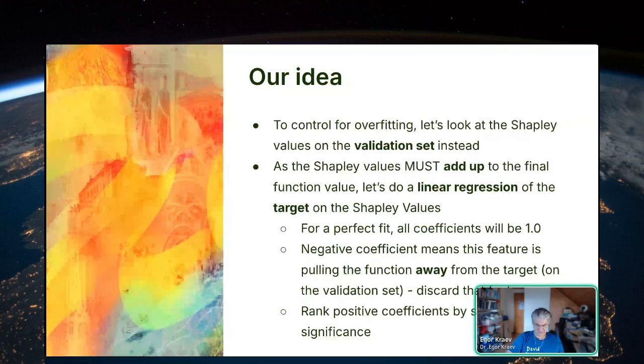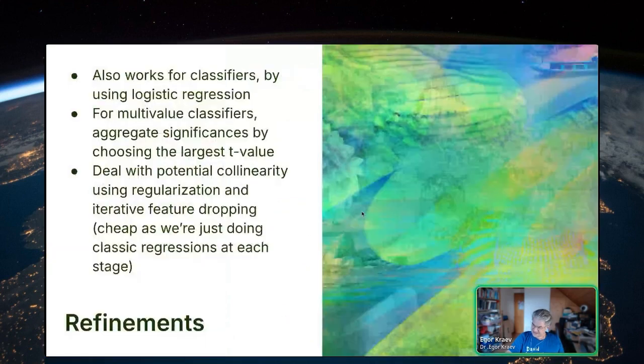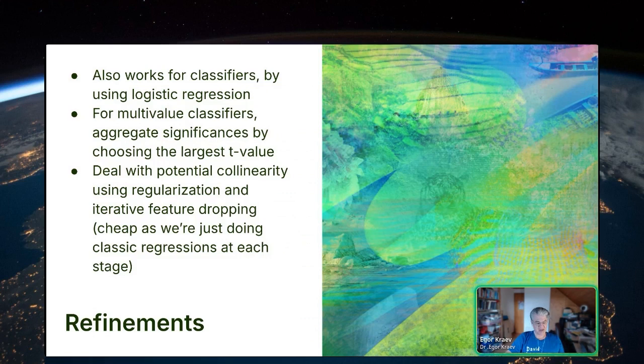So then we discard that feature. And positive coefficients we can rank by their statistical significance. This is the beauty of it: we have extended the classical statistical significance apparatus to the space of nonlinear models, in fact, to the space of any model for which you can cheaply compute Shapley values. And so far, I've reasoned for the regression case, but this also works for classifiers.